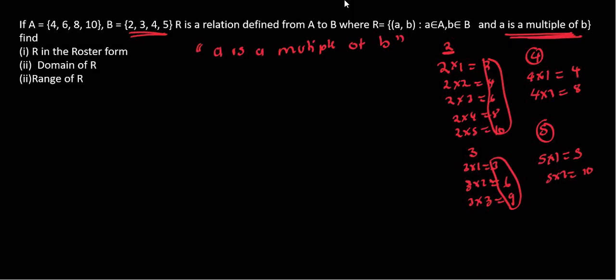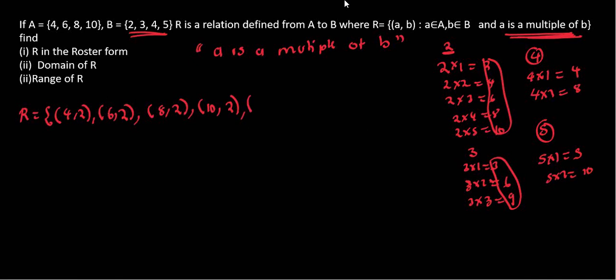Okay. Now they've said that A is a multiple of B. So since they've said that, what will be your relation? Your relation will be: 4 is a multiple of what? It's a multiple of 2, right? How about 6, a multiple of what? It's also a multiple of 2. How about 8? 8 is also a multiple of 2. How about 10? 10 is also a multiple of 2, right?